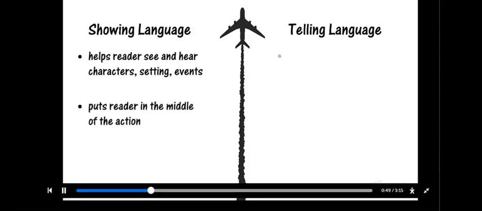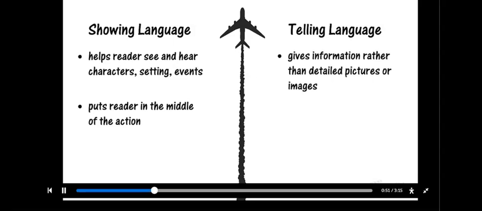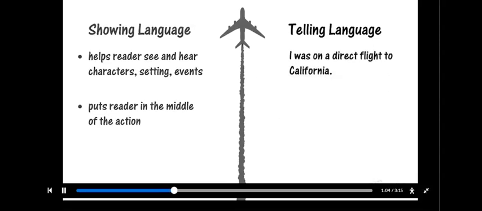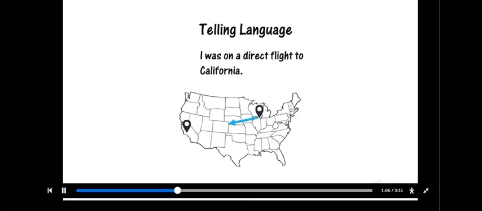Telling language includes words that give information rather than detailed pictures or images. Telling language can be descriptive or informative. Telling creates the effect of the reader being an observer. Telling gives the reader information. Check out this example, where I use telling to create the setting.